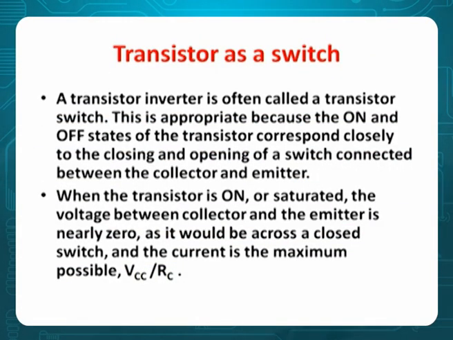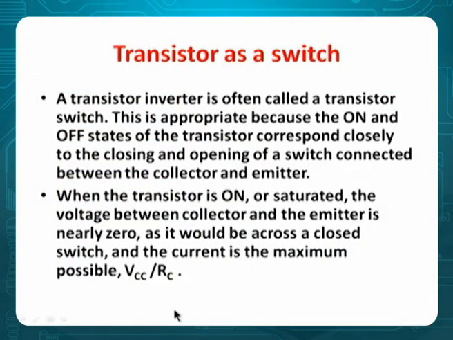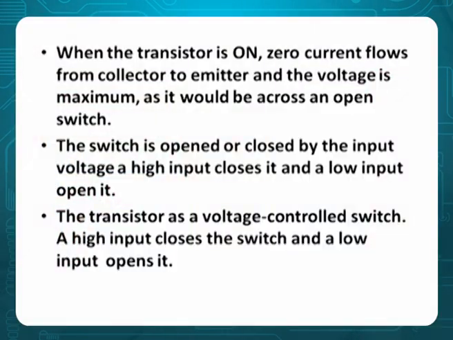First, transistor as a switch. A transistor as an inverter is often called transistor as a switch. This is appropriate because the on and off states of a transistor are closely related to switching. When it goes to saturation, we call it the on switch. In the on switch, voltage is short circuit, 0, and current is maximum. Whereas in the off switch, current is 0 and voltage is maximum. So these are the two ideas that we are going to deal with today, and in that we have to do some problems and estimate how things are working.